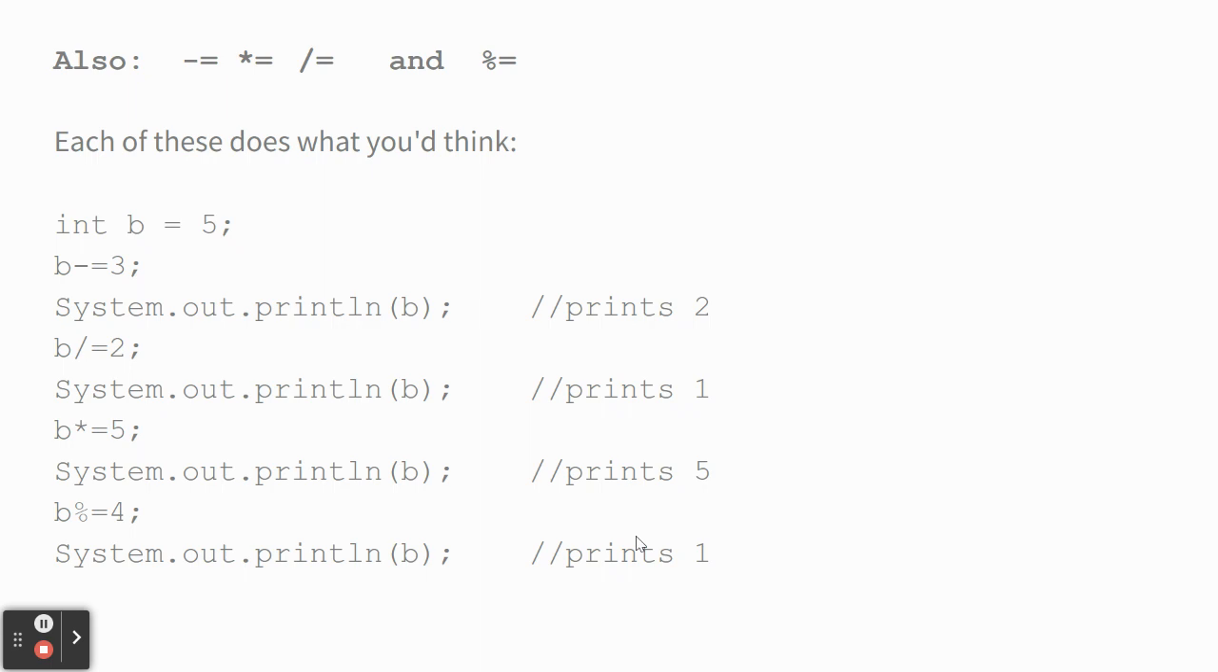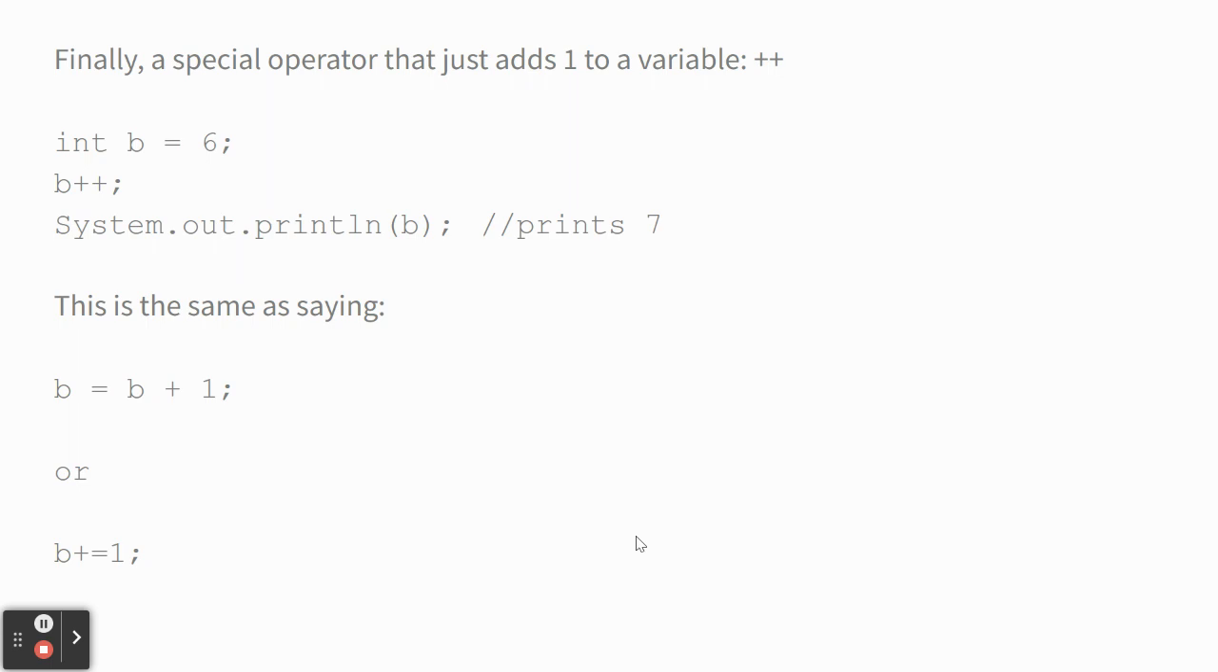So I know that's a lot to take in. There's another special operator that's just plus plus, and that just means add 1 to the variable. That's instead of having to say plus equals 1, you can just say plus plus. So here's a little example. Int b equals 6, b plus plus, b is now 7. And you can also do minus minus. You can't do times times and divided divided, whatever. It's just plus plus and minus minus.